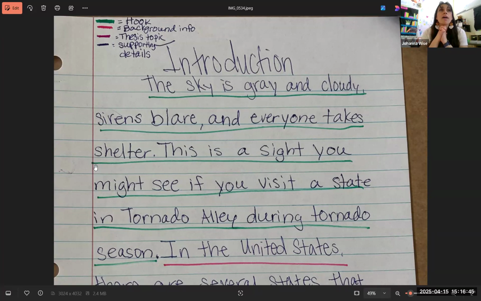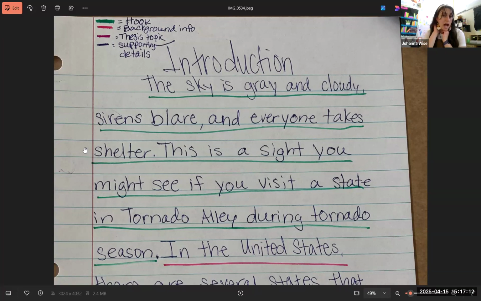You could also put someone in a situation like, imagine you were living in this situation, all right? That hooks them. You could give just a quick fact, a very brief fact where they might be interested in it. This is what I did. The sky is gray and cloudy. Sirens blare and everyone takes shelter. This is a sight you might see if you visit a state in Tornado Alley during tornado season.